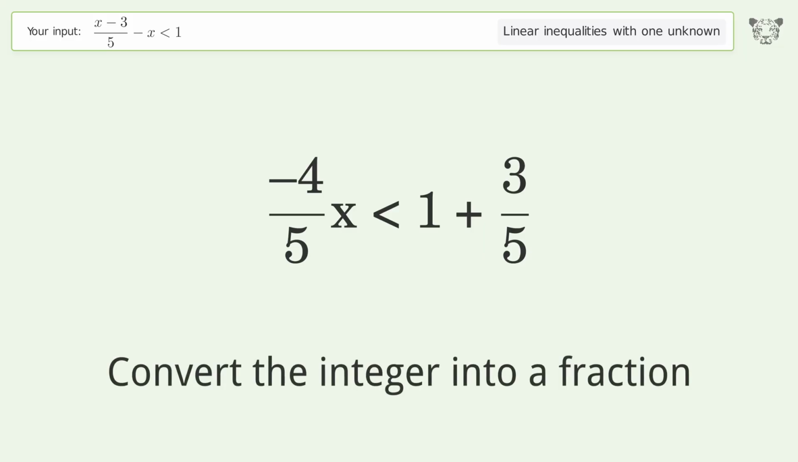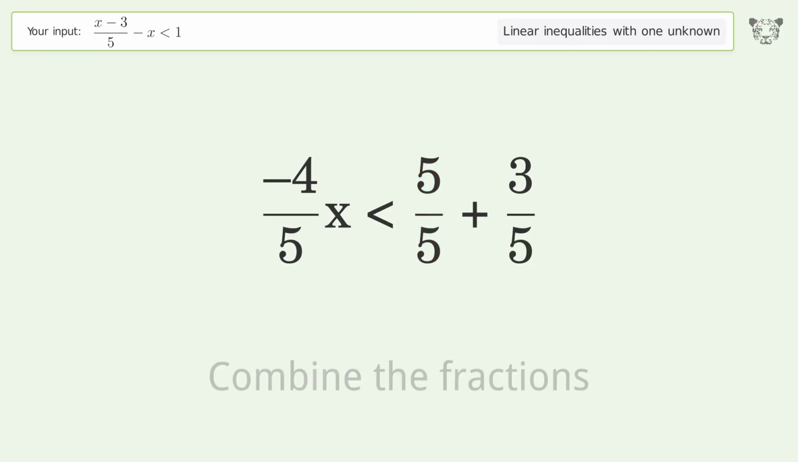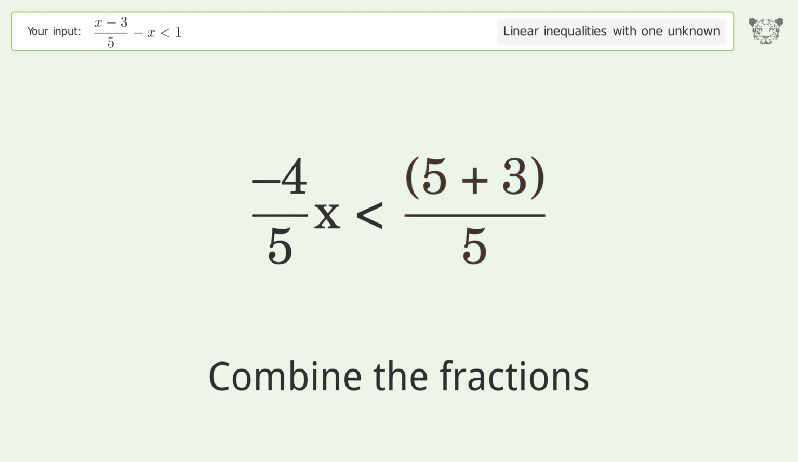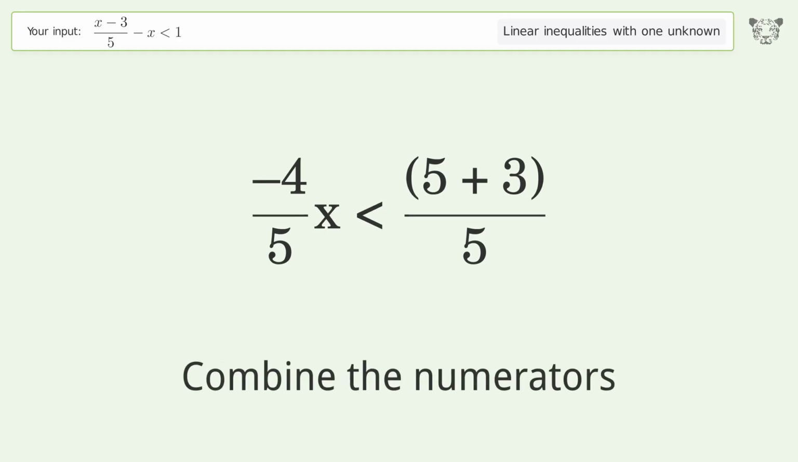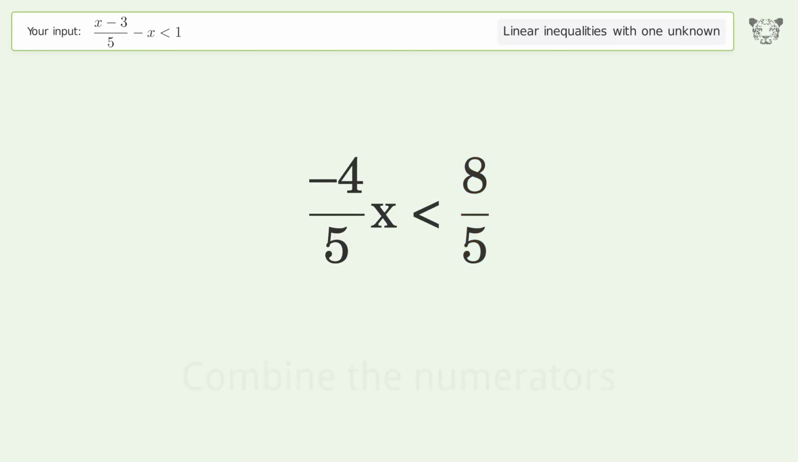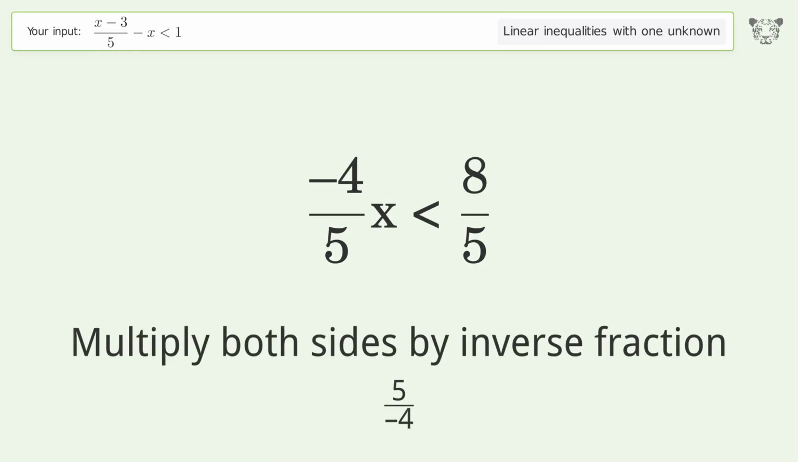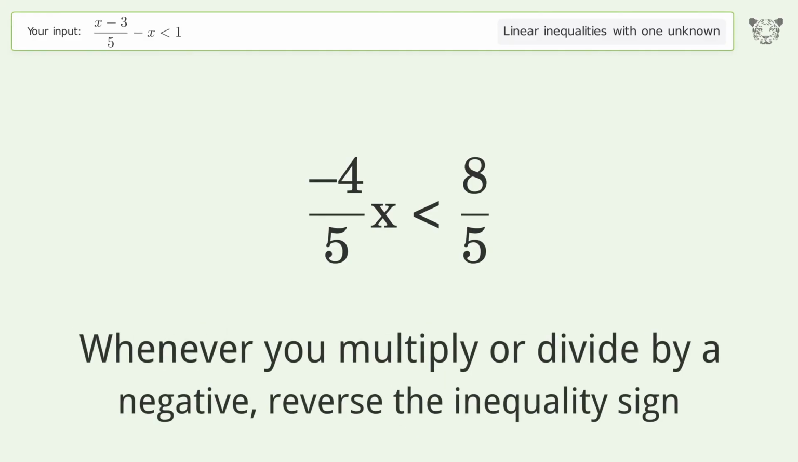Convert the integer into a fraction. Combine the fractions. Combine the numerators. Isolate the x. Multiply both sides by inverse fraction 5/-4. Whenever you multiply or divide by a negative, reverse the inequality sign.